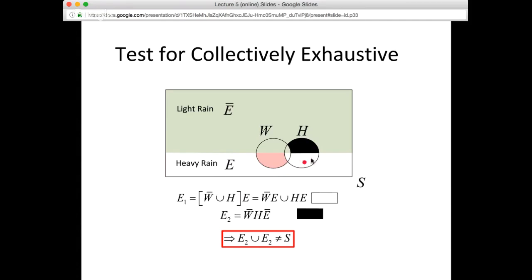And if we look at those two regions together, so if we union them, they definitely do not equal the whole sample space. And so we can conclude that the union of, that should be E1, union with E2 is not equal to the sample space. And therefore, these two events, E1 and E2, are not collectively exhaustive.